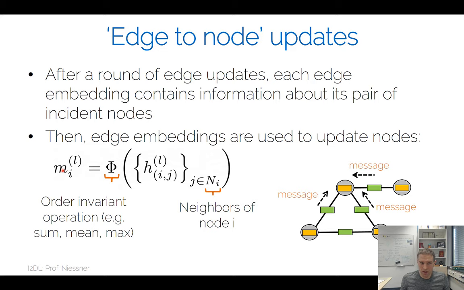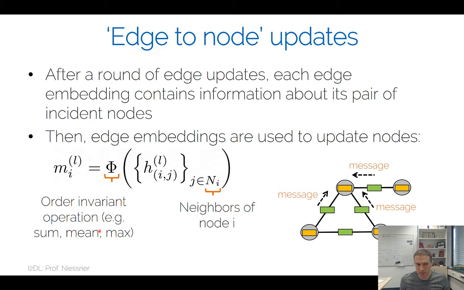You can also use the mean, an average pooling. It's the same thing: you take the features of all of the edges around this node, compute this average feature, and then do a respective update. I would say average is a pretty common and very good way to do this.